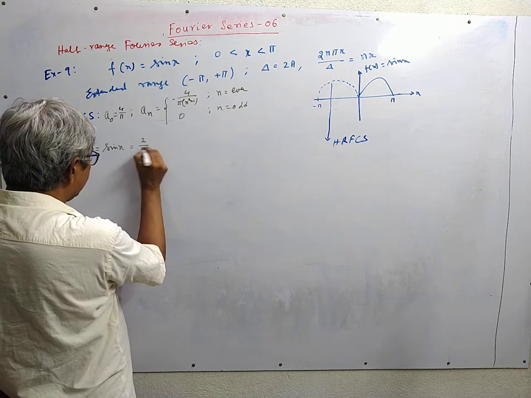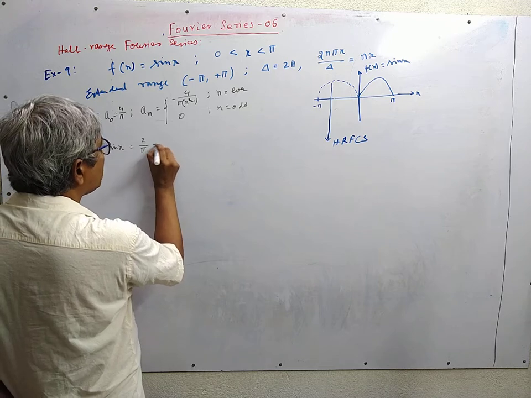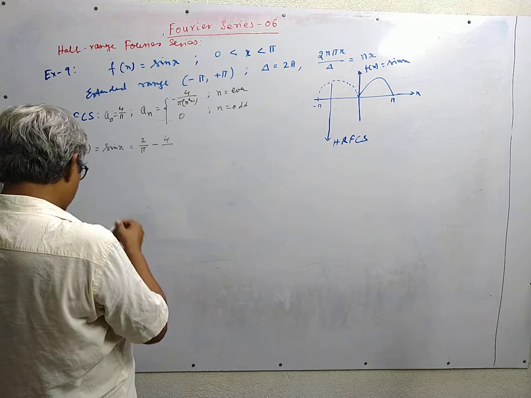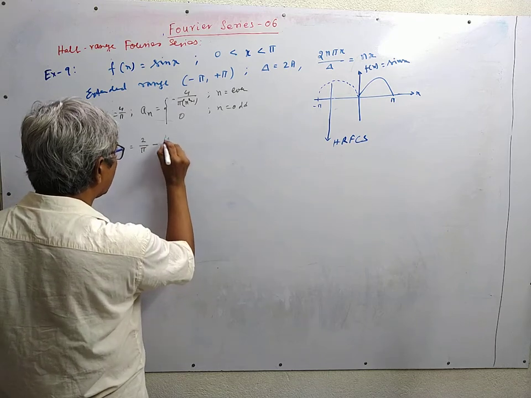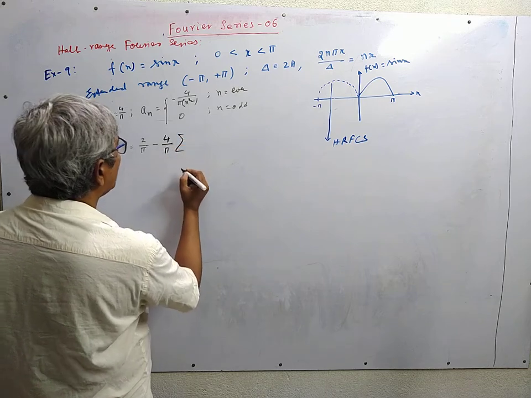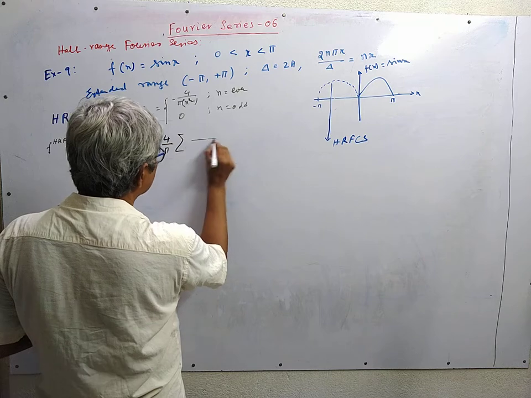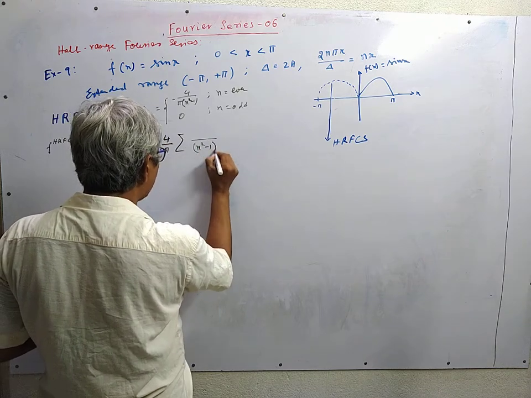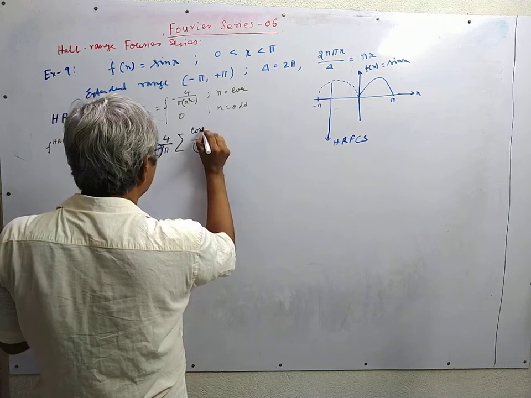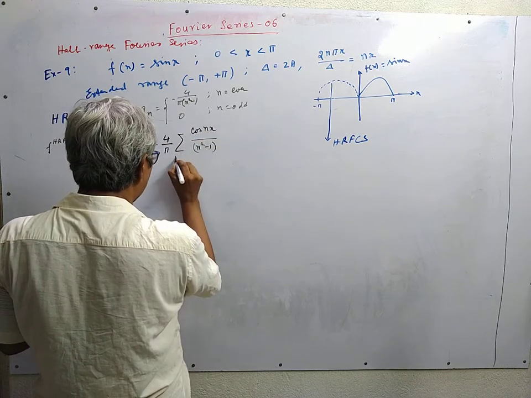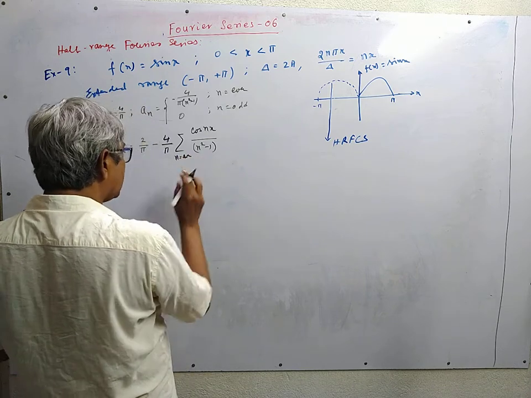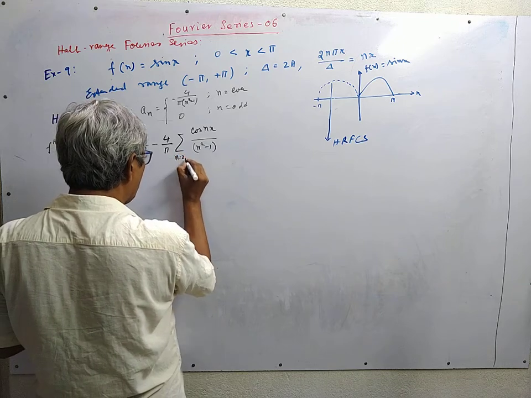2 by pi because a0 by 2, minus 4 by pi, summation over n square minus 1, cos of nx, n is equal to even, that is n will start from 2, 4 etc.